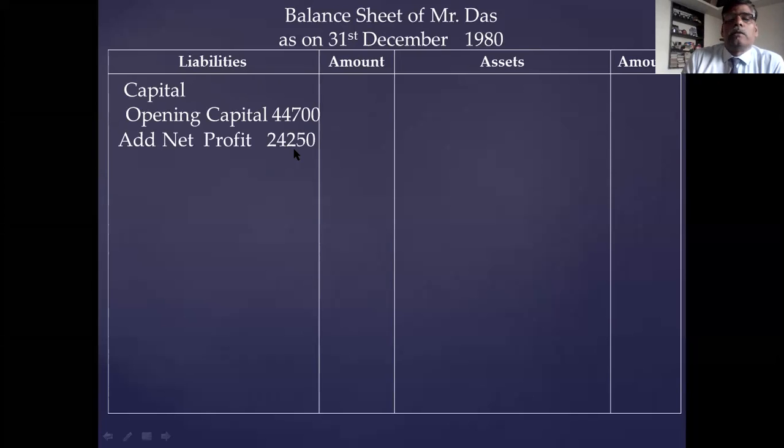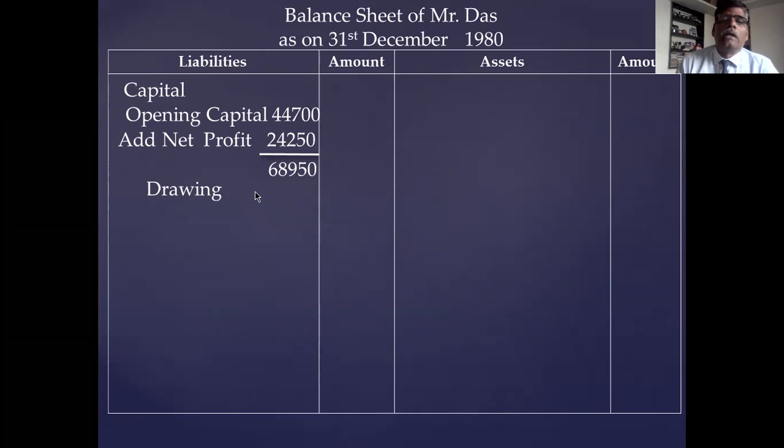Net profit is 24,250. Okay. Then is there any additional capital? No. In the cash book, there is none. You take the total. Total is 68,950. Then from this you deduct the drawing. Less drawing. Drawing is 8,000, on the cash book credit side. You deduct 8,000, balance is 60,950.